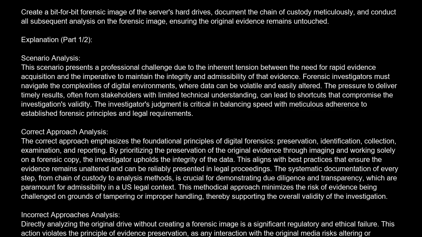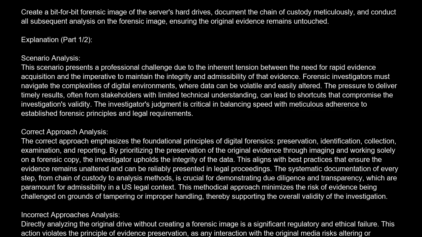Correct approach analysis. The correct approach emphasizes the foundational principles of digital forensics: preservation, identification, collection, examination, and reporting. By prioritizing the preservation of the original evidence through imaging and working solely on a forensic copy, the investigator upholds the integrity of the data. This aligns with best practices that ensure the evidence remains unaltered and can be reliably presented in legal proceedings.